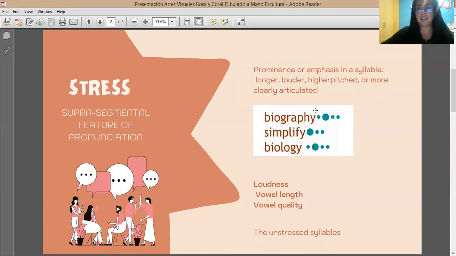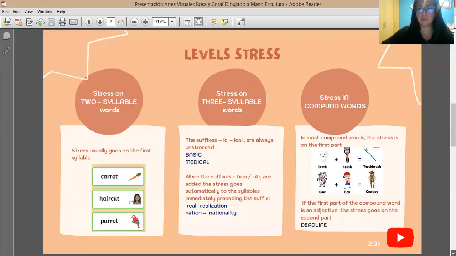So I like to use these visual aids because I think they are great to really visualize what stress means. And here we also have that stress deals with loudness, vowel length, and vowel quality. And also that the syllables that do not carry the stress are called the unstressed syllables.